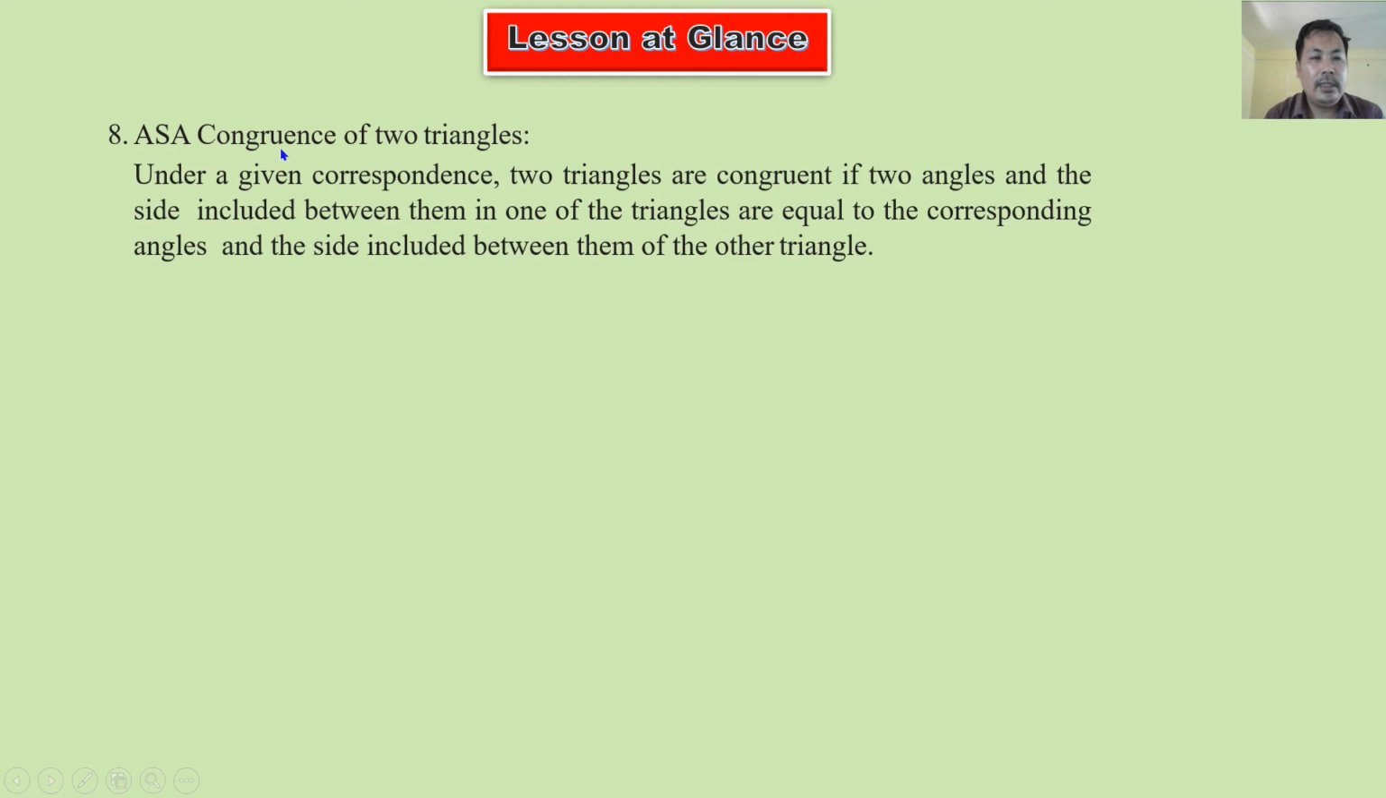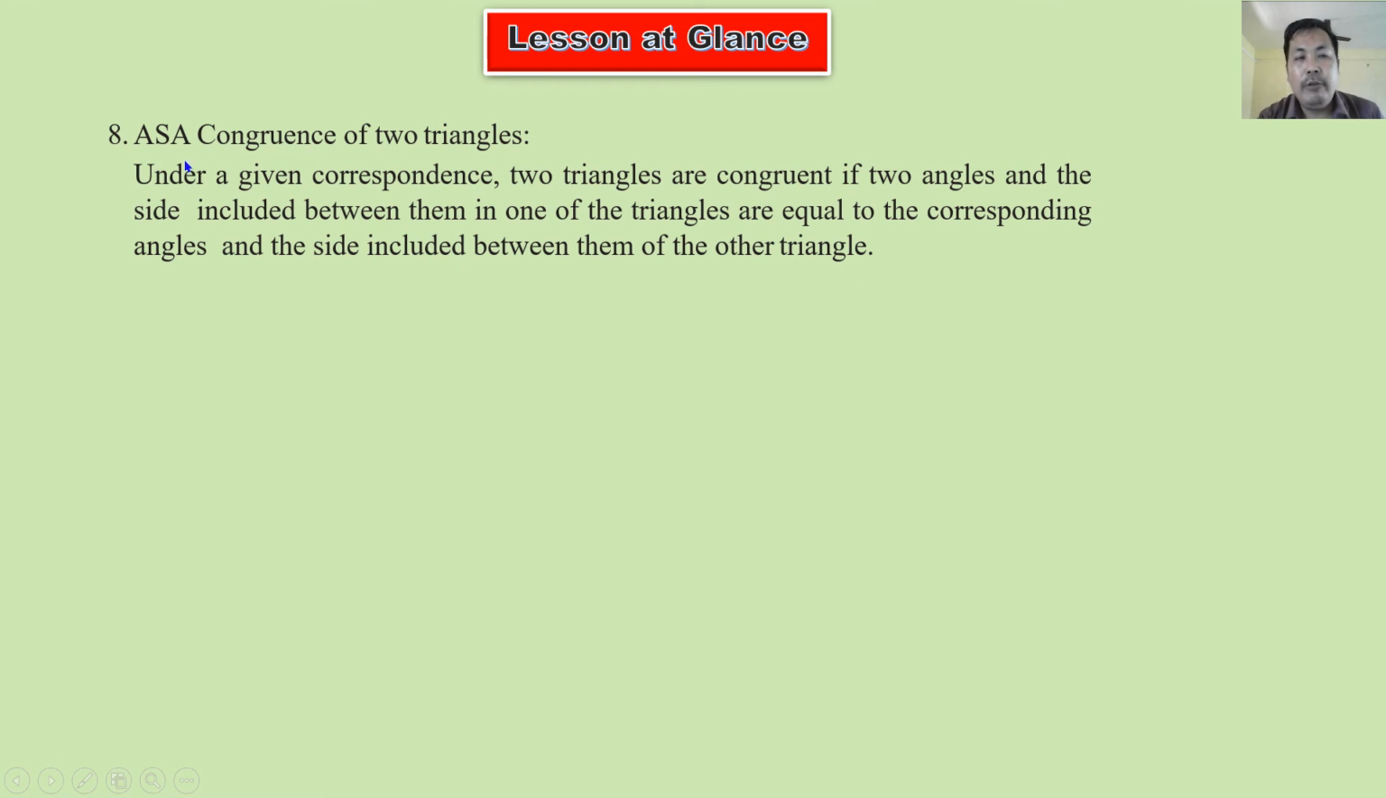Next, we'll continue with the lesson at a glance. That is ASA congruence of the triangles. And what is that? Let's see. Under a given correspondence, two triangles are congruent if two angles and the side included between them in one of the triangles are equal to the corresponding angles and the side included between them of the other triangle.